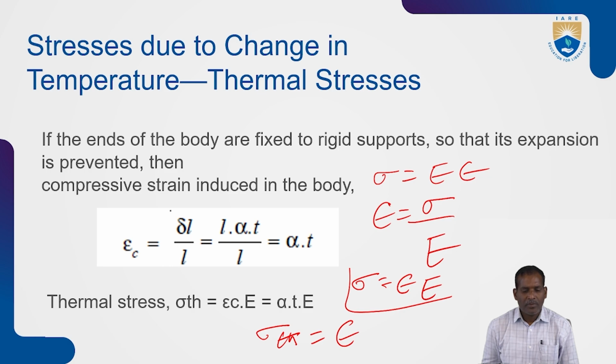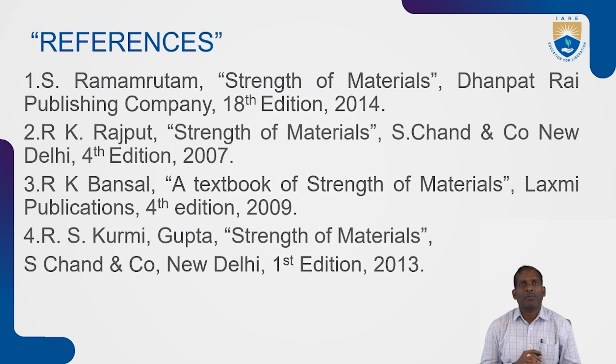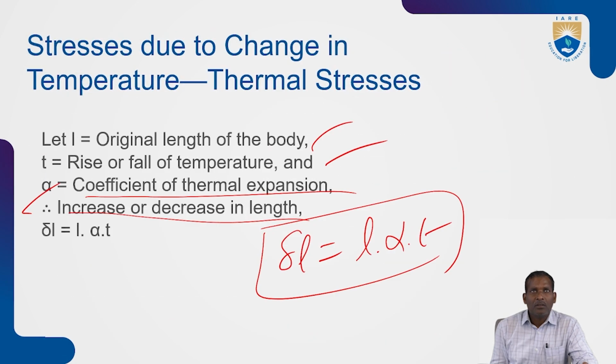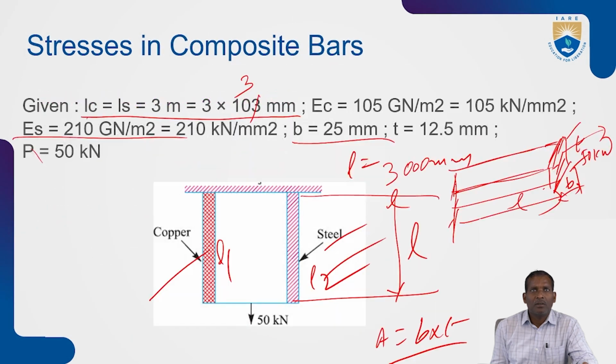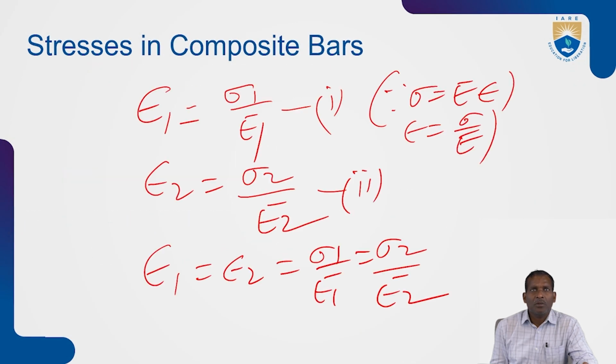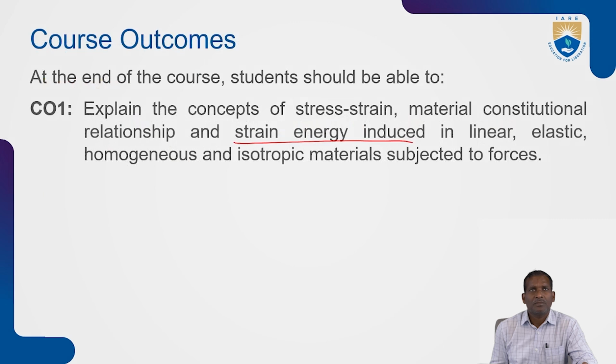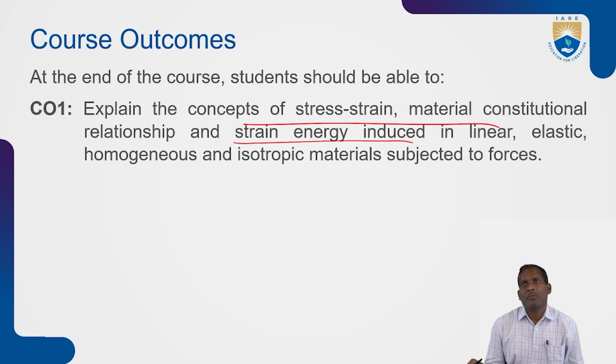So next one, these are the references I have taken for this topic, composite bars and thermal stresses. What we have learned, once again we'll see. So in this session, now tell me, the CO1 outcome, can the student answer or not? The students should be able to answer the concept of stress, strain and material constant relationships, whenever an elastic, homogeneous and isotropic material is subjected to forces.